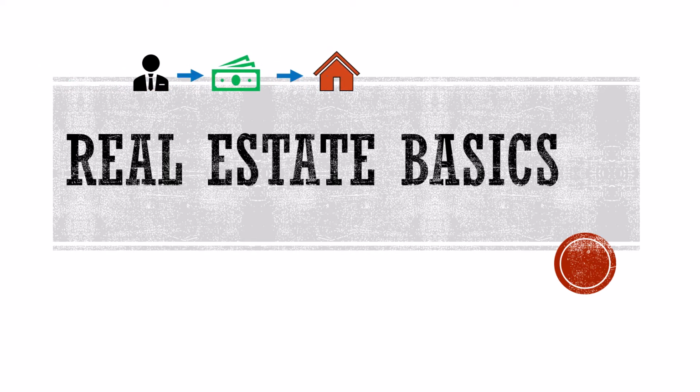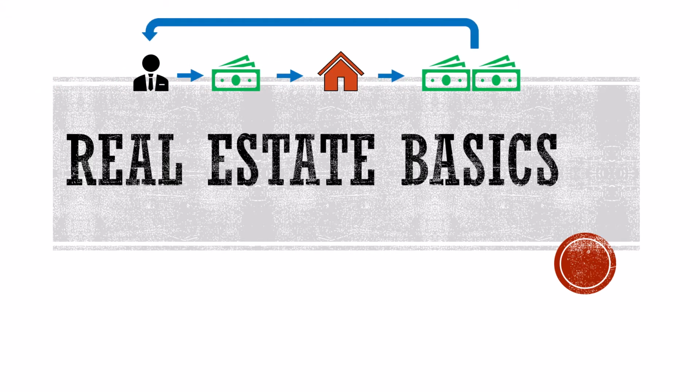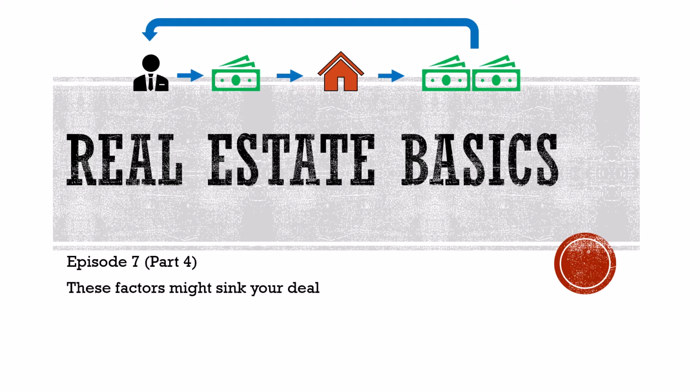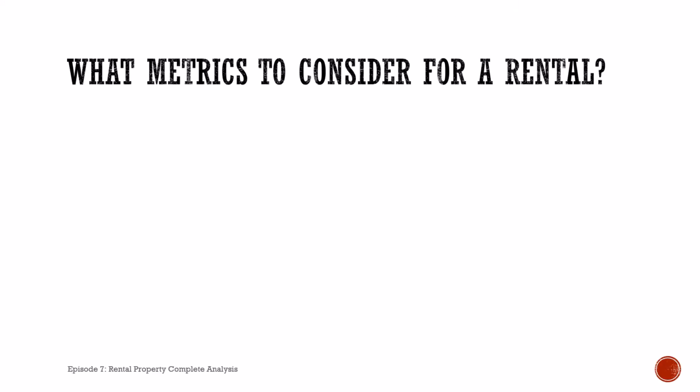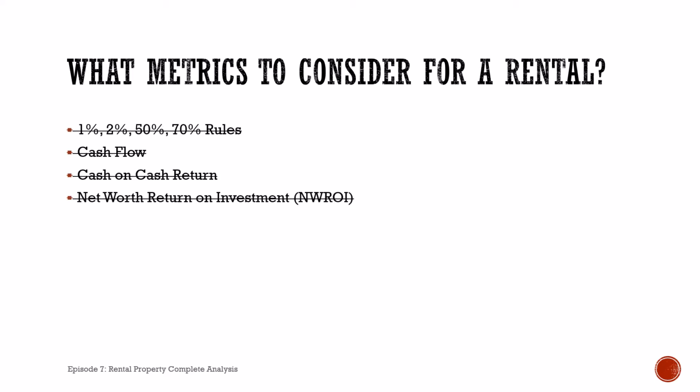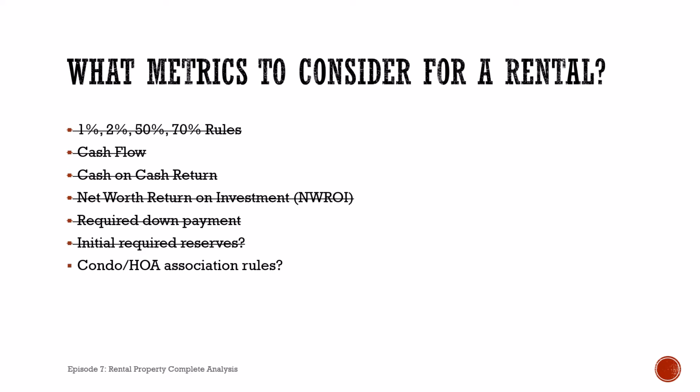This is episode 7, part 4, and today we're going to discuss factors that might sink your deal. Now, continuing our discussion with metrics to consider for rental property, to this point, we've covered the percentage thumb rules, cash flow, cash on cash return, net worth return on investment, required down payment and initial reserves. Today we're going to wrap up the discussion with condo and HOA association rules, fee simple versus leasehold, township or county rules, and a discussion on property location.